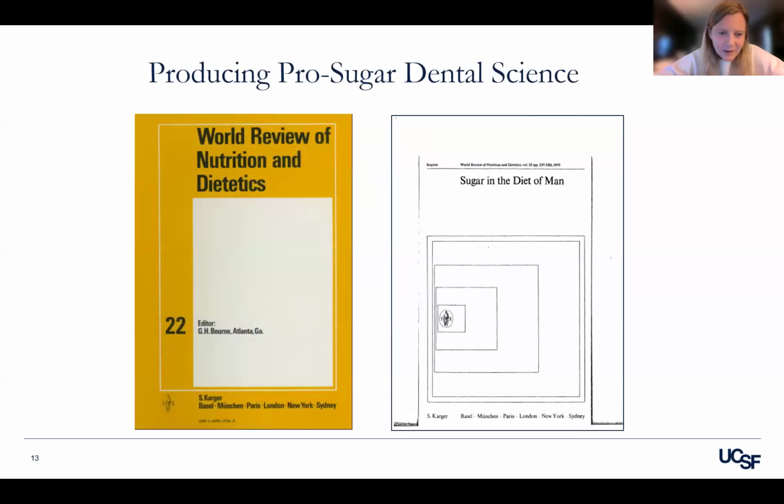An example of what the sugar industry did in the 1970s to counter some of those anti-sugar messages was to produce pro-sugar dental science. And this, again, was a global effort. They put together the series in the World Review of Nutrition and Dietetics, Sugar in the Diet of Man. I think it was a 7-part series led by Fred Stare at Harvard University School of Public Health.